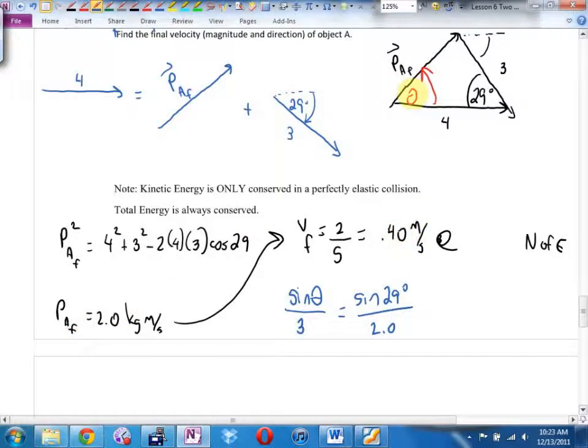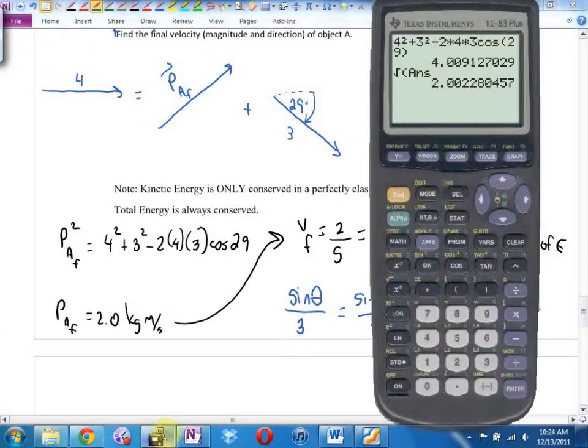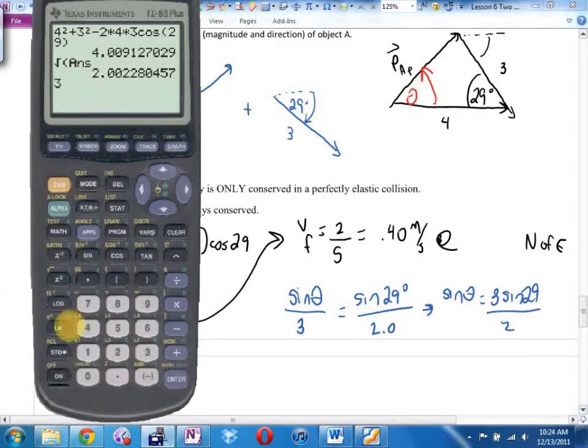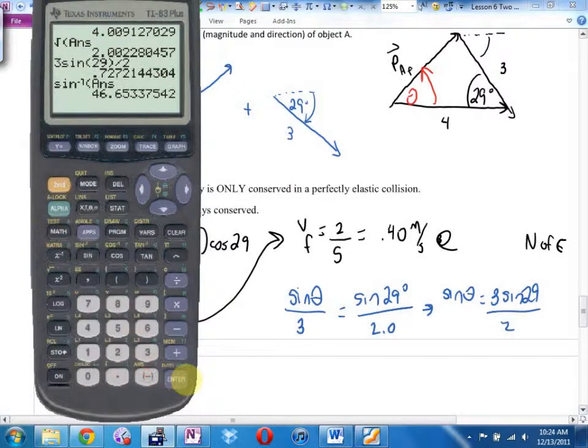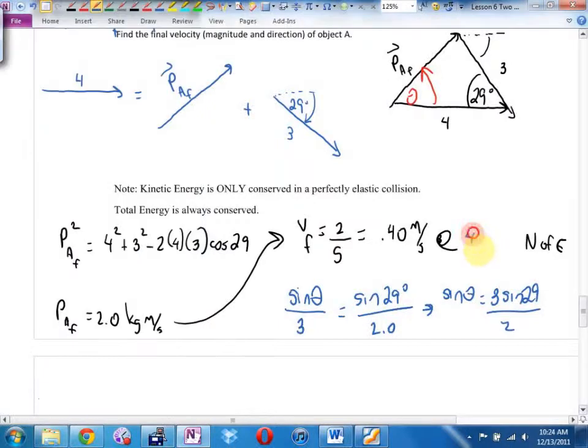I'll get the sine of theta equals 3 sine 29 divided by 2. And then to get the actual theta, inverse sine of that, and I get 46.7 degrees, 47 degrees, really. North of east. Is that okay? Well then, turn the page.